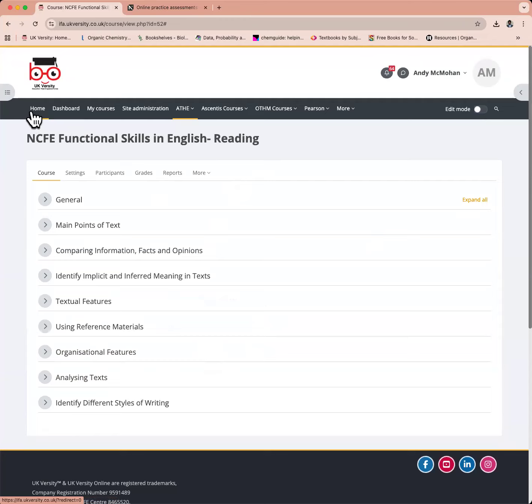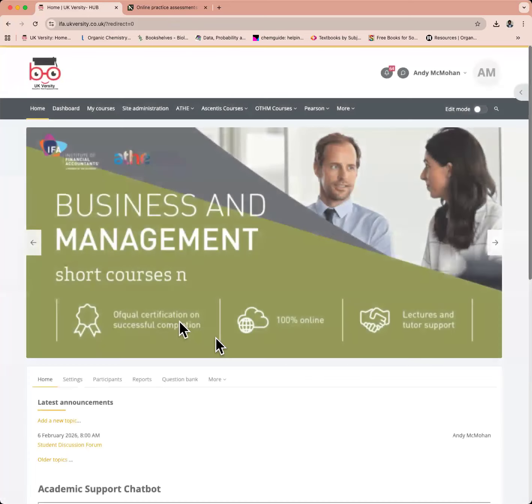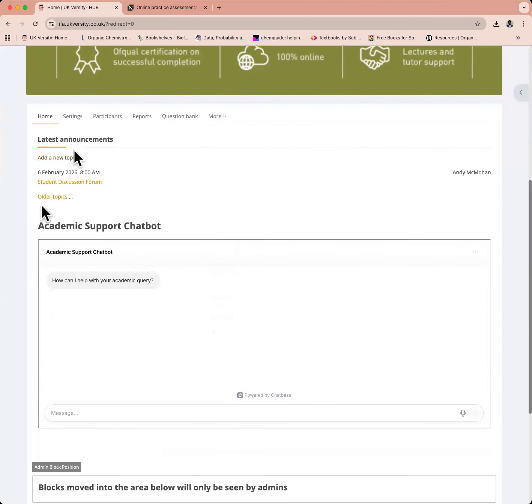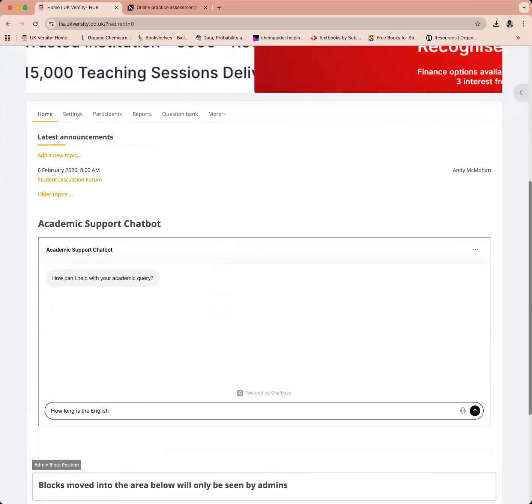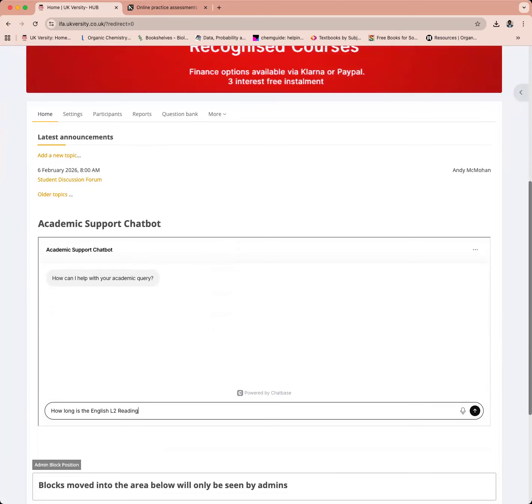But if you need to go across and ask some questions, what I would suggest is click on the home here on the left. And when you click on the home, it will take you to the home screen of Moodle. And when it takes you to the home screen of Moodle, that is where you are able to see some announcements, and obviously you are able to then use the chatbot. So, for example, how long is the English level two reading exam?